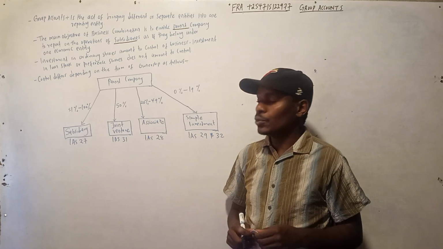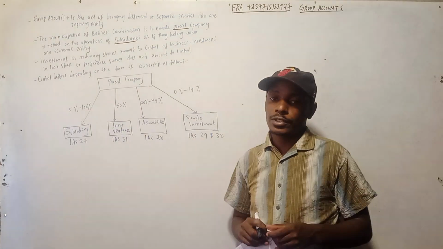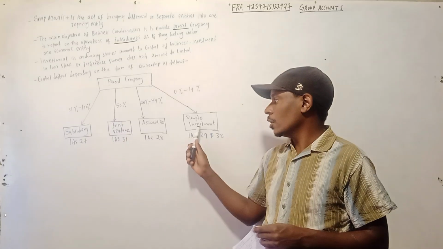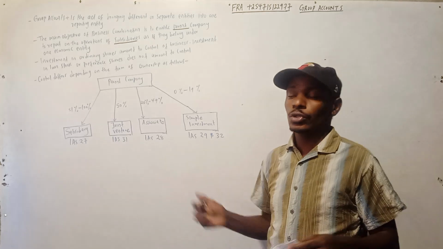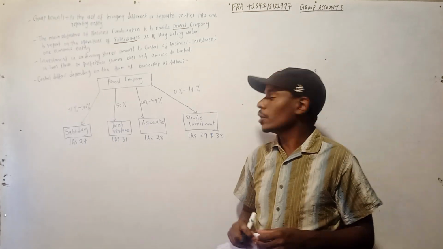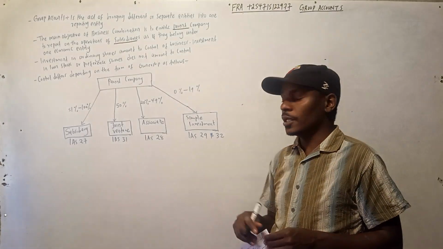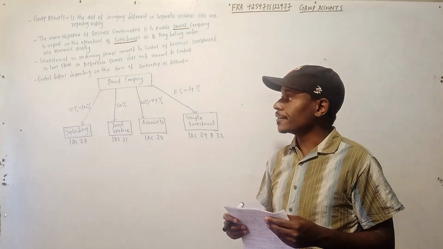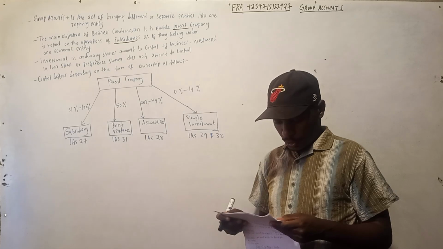This is where the company controls between 20% to 49% of the shareholding under IAS 28. Then you have the simple investment. This is where the company holds the shares between 0 to 19% under IAS 29 and under IAS 32.